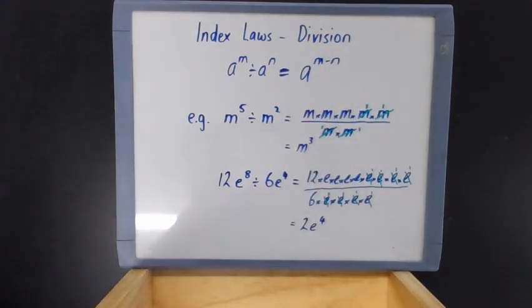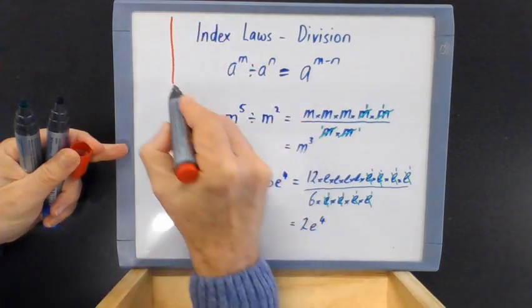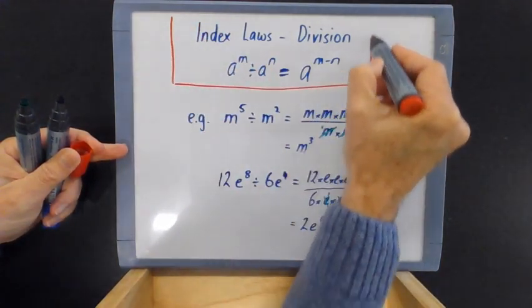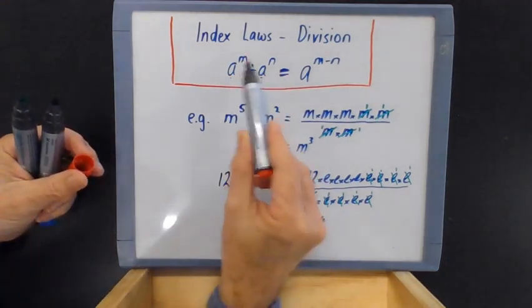So as you can see, that is very similar to the multiplication, except when we divide, we subtract the indices. So dividing 2 terms with the same base, we subtract the indices.